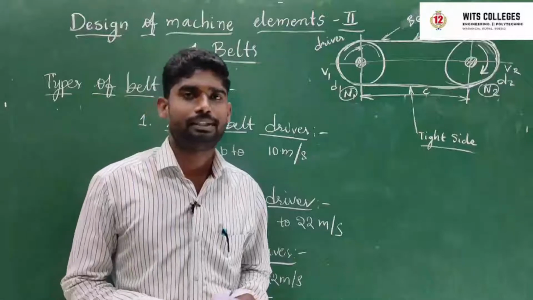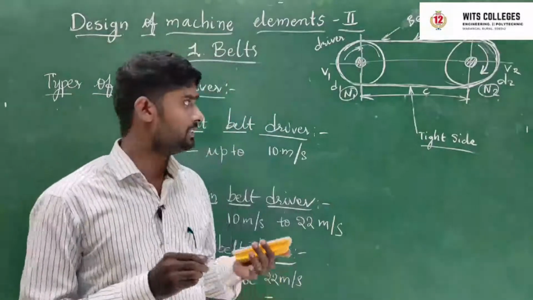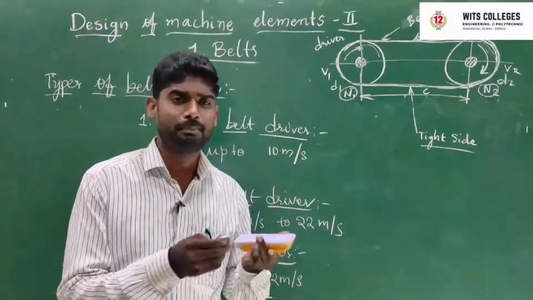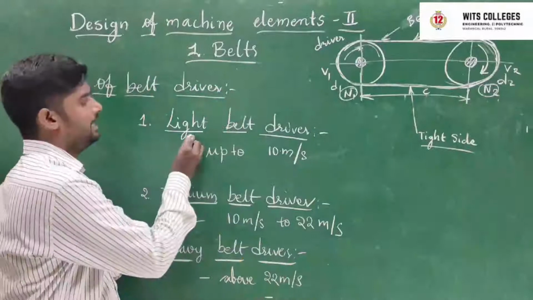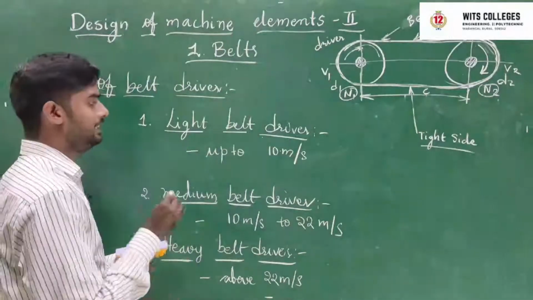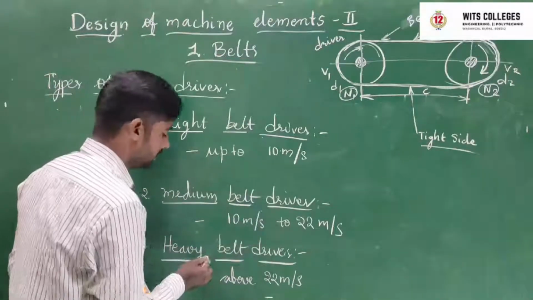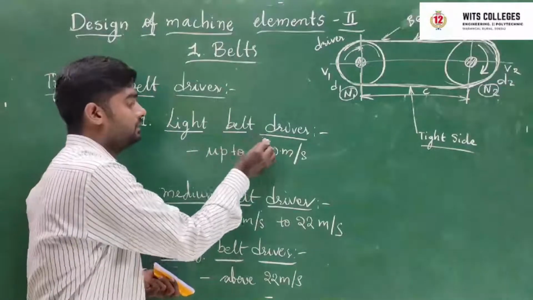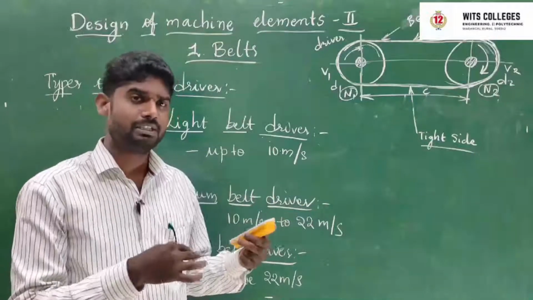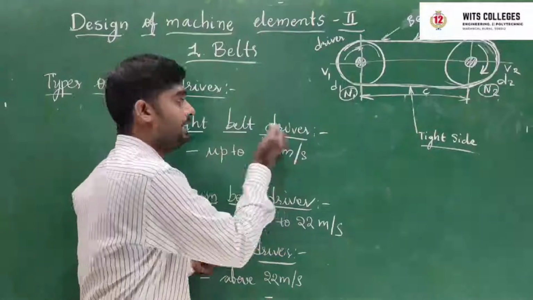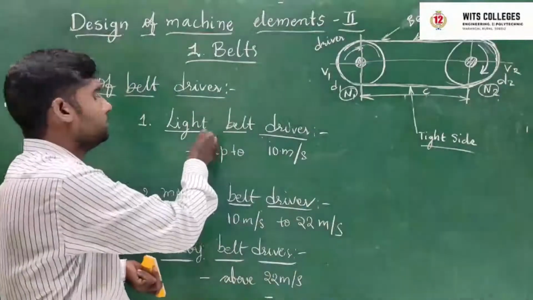Okay, students, coming to the types of belt drives. Belt drives are divided depending upon speed: light belt drive, medium belt drive, and heavy belt drive. Up to 10 meters per second speed, we are using the light belt drive.